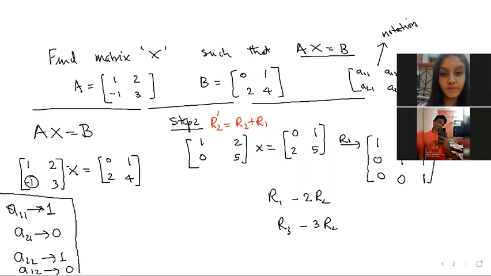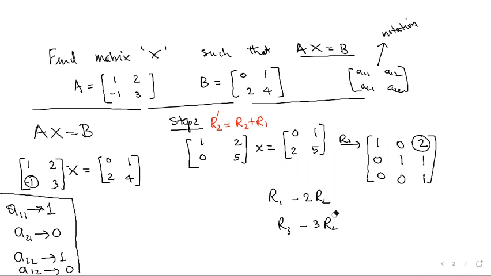Abhijit, can you answer? How to make that 2, 0? Which row is changing? The row number which changes. R1 minus 2. Should I take R2 or R3? This is a question. R2. No, you should take only R3 for this.